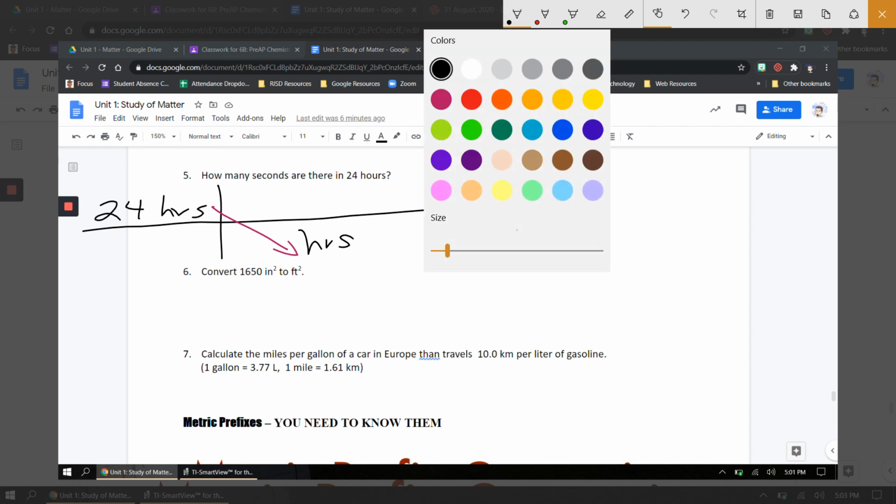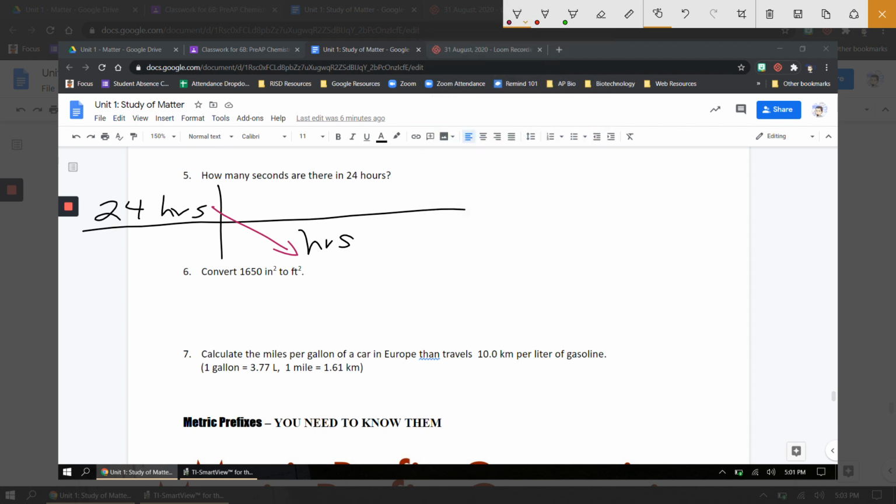Now that I have that, I need to think of a conversion factor that I can convert hours into that is going to go above hours. What we're trying to get to eventually is seconds. But I don't think I know how many seconds there are in an hour. Maybe some of you could do it in your head, but let's do this concretely on paper.